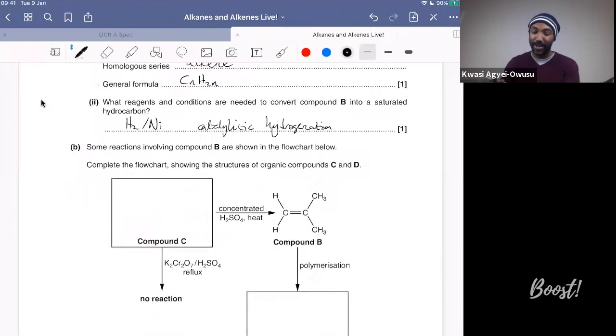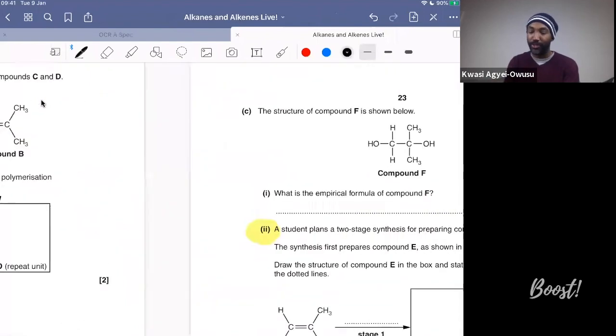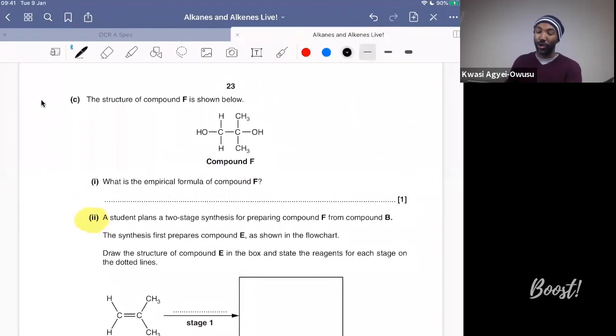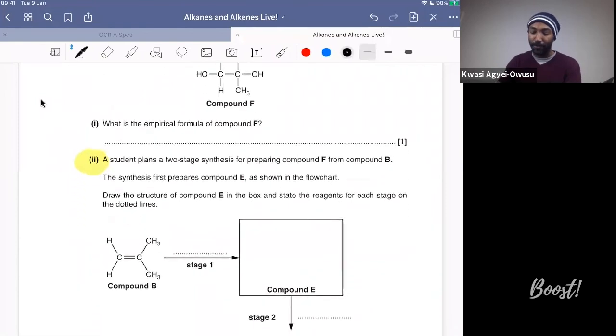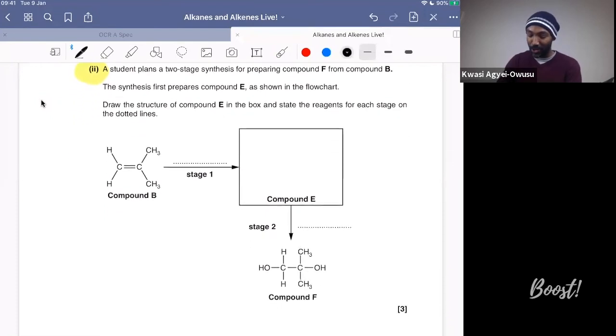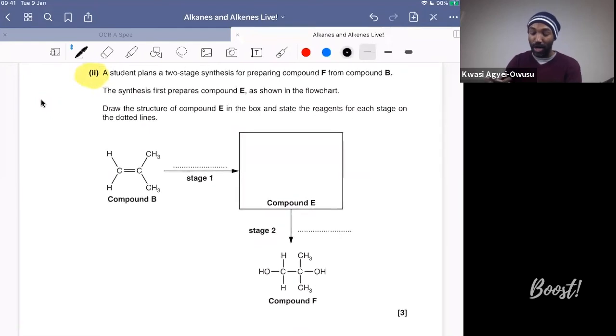Very good. And then I believe there's one more question to do before we sign off. There we go. So C, the structure of compound F is shown below. So compound F is a diol of some description. In part 2, a student plans a 2-stage synthesis for preparing compound F from compound B. The synthesis first prepares compound E as shown in the flow chart. Draw the structure of compound E in the box and state the reagents for each stage on the dotted line. So we've been going from B to F, and we need to go via E.